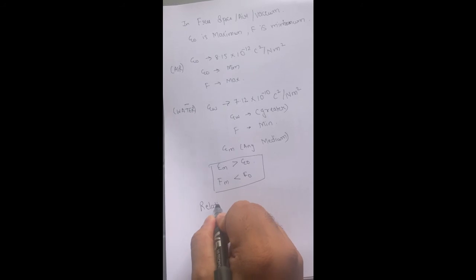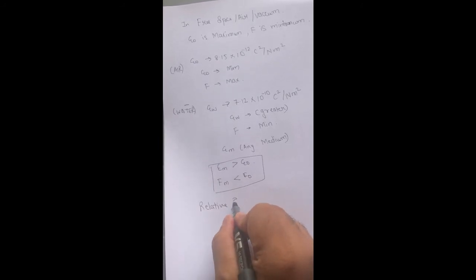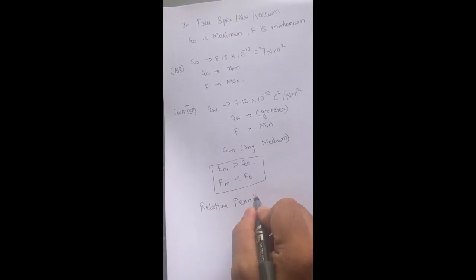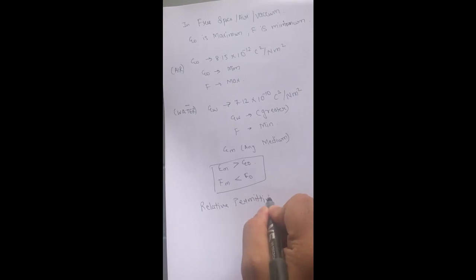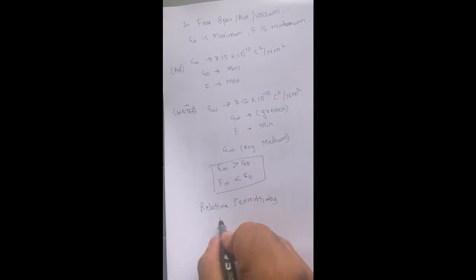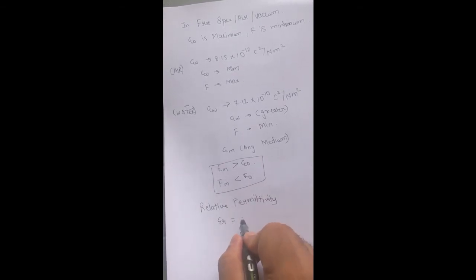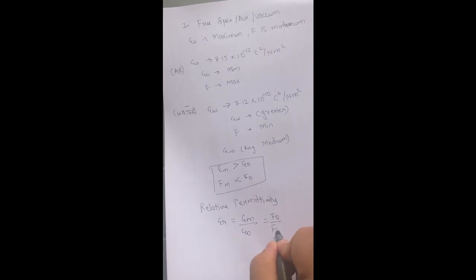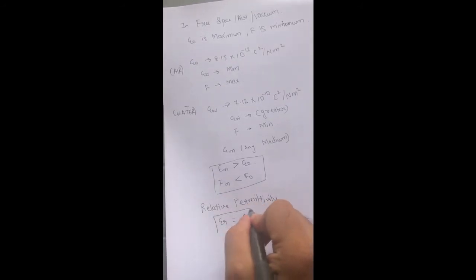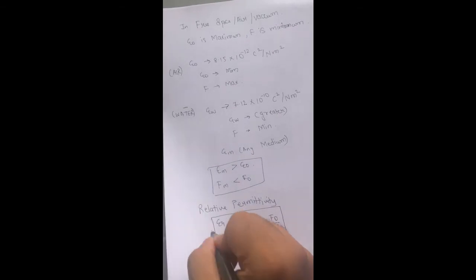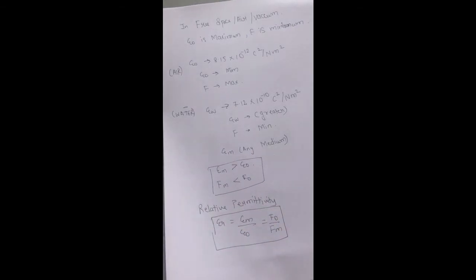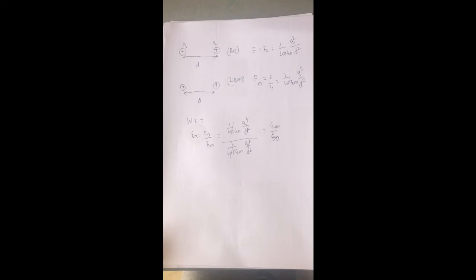So with that we conclude a relation for relative permittivity. This is a new term for you, relative permittivity. Relative permittivity is given by epsilon subscript r, which is equal to epsilon m upon epsilon naught, that is, the epsilon for the medium upon the epsilon in air.